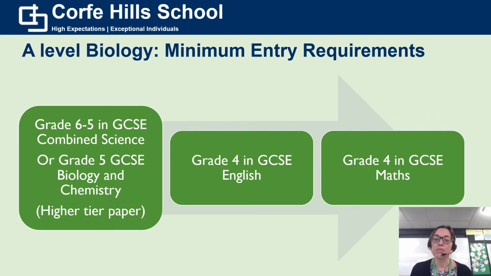We also ask for a grade 4 in GCSE English, as the synoptic paper 3 does have an essay component, so it's important to be able to write coherently. And grade 4 in GCSE Maths. A-Level Biology has 10% Maths content, so therefore grade 4 in Maths is also really important.